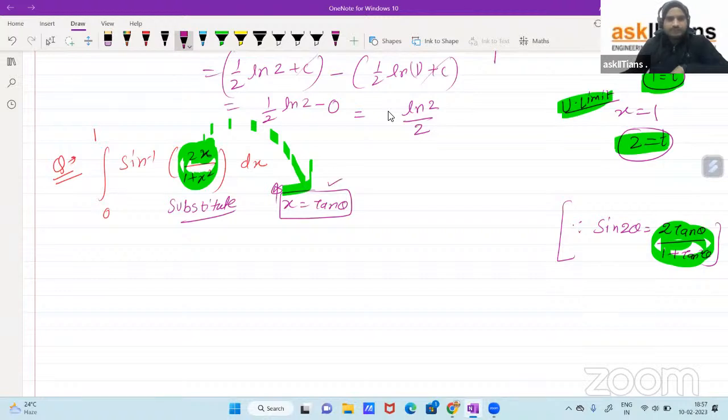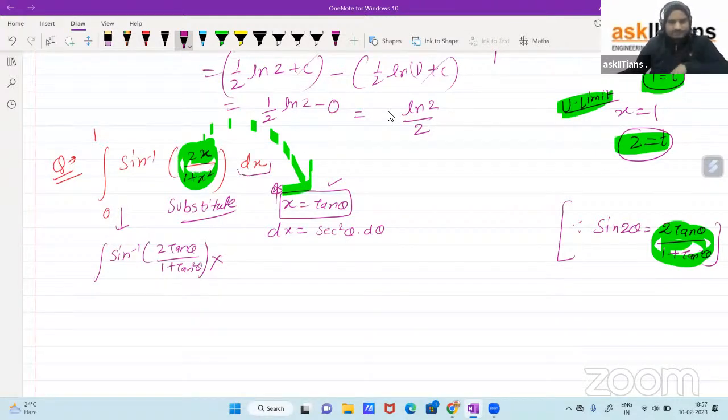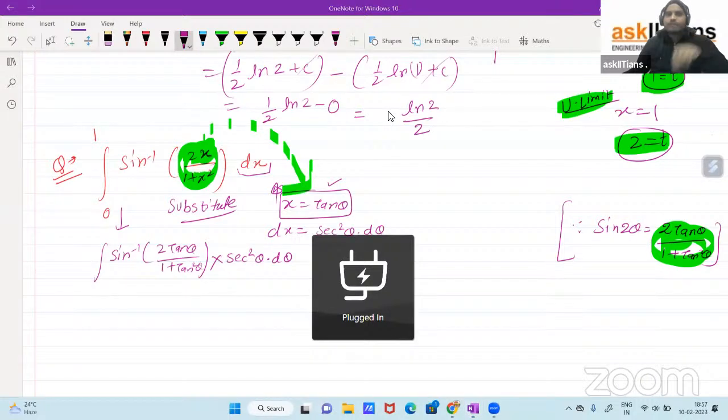Okay, so if you are substituting this, then dx will be equal to sec square theta d theta. Correct? So your question will become sine inverse of 2 tan theta divided by 1 plus tan square theta, into dx, which will be sec square theta d theta. Everything should be in terms of theta, not x. If there are two variables in integration like x and theta, then you can't do it. There should be only one variable, right?